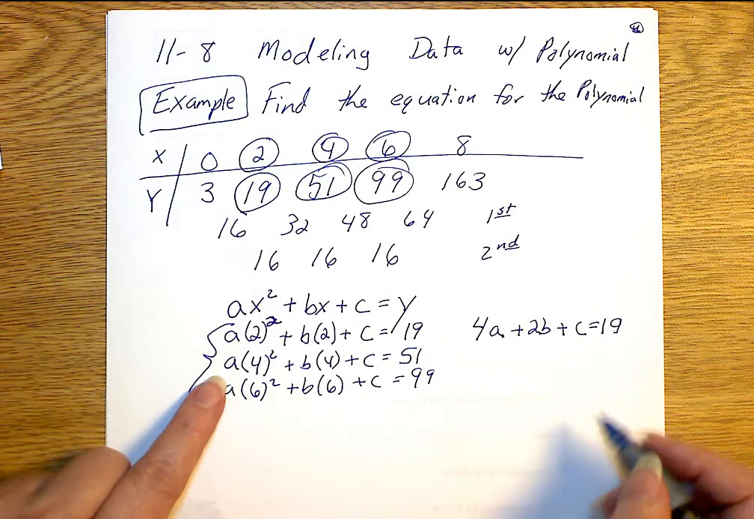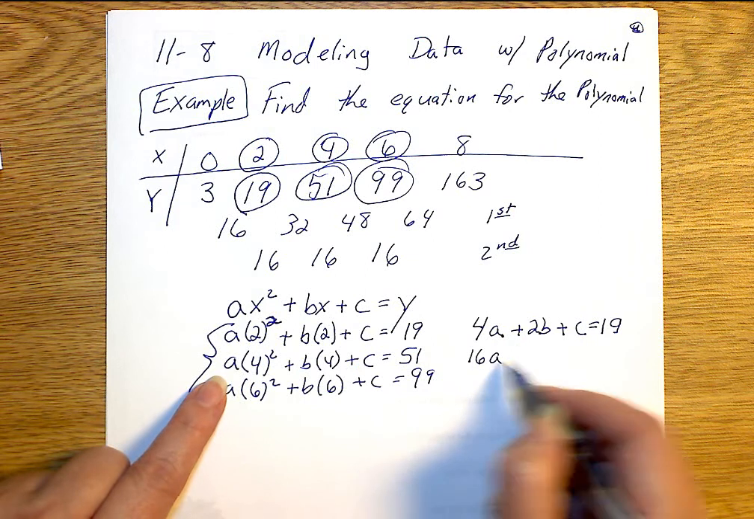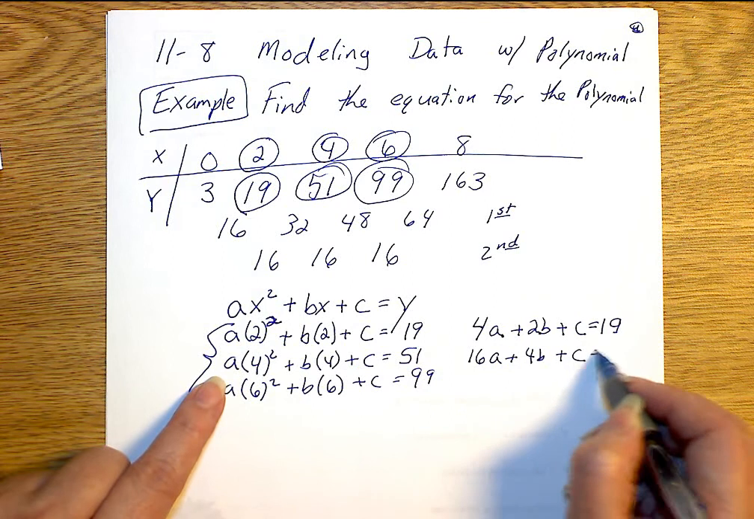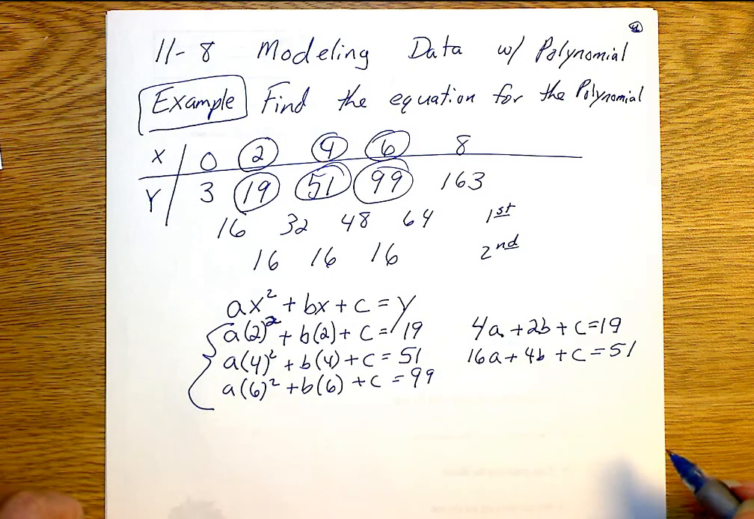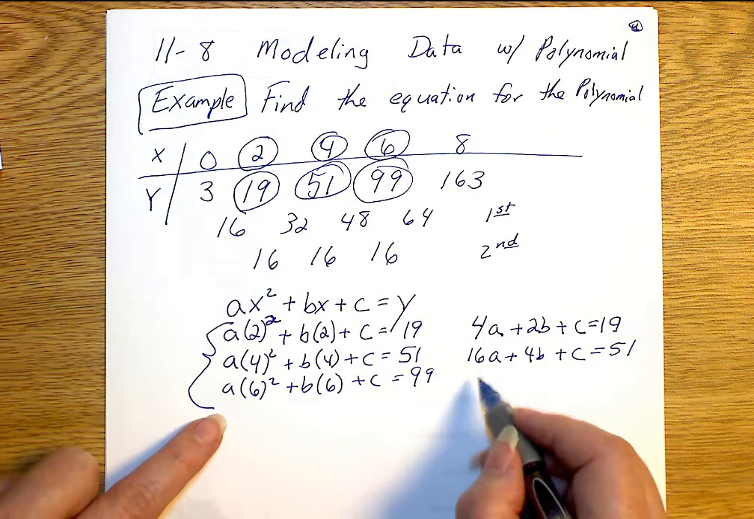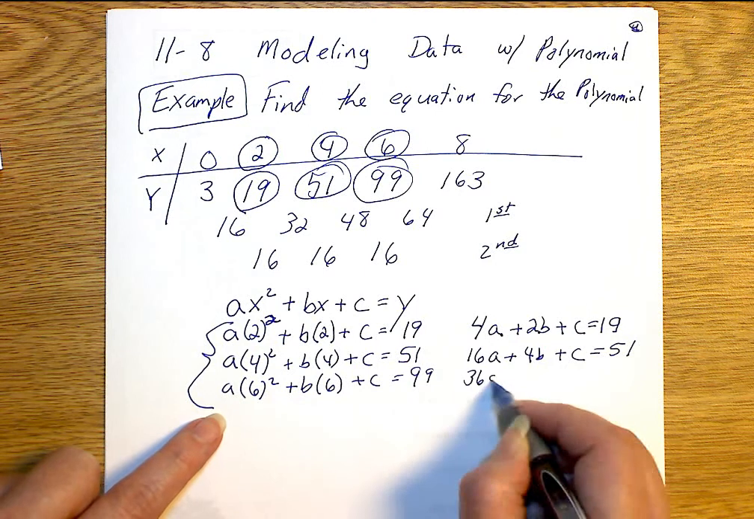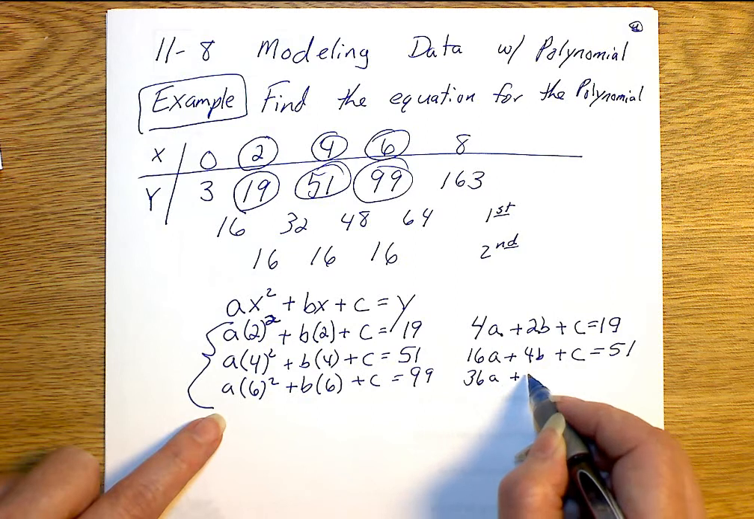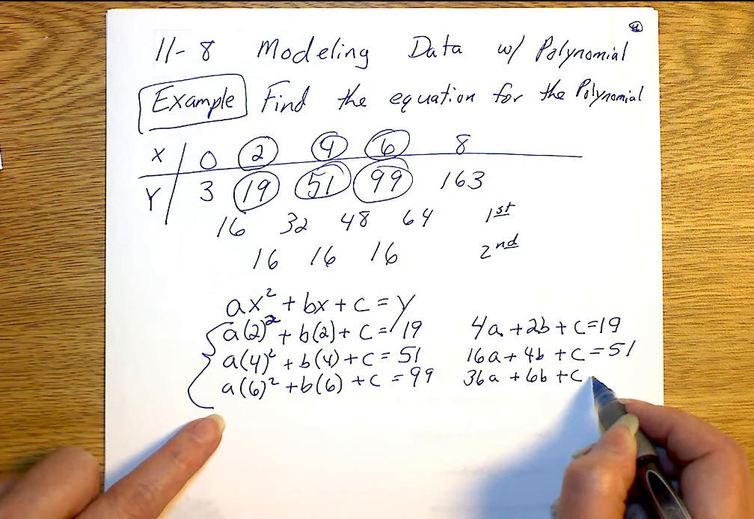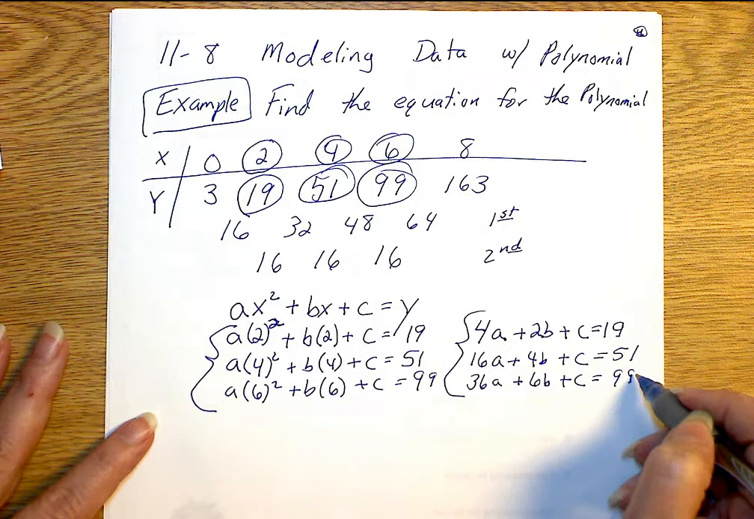Rebecca, what's my next line? 16A, 4B plus C equals 51. Very good. Tracy, what's my next line? 36A, yep. Plus 6B plus C equals 99. Alright.